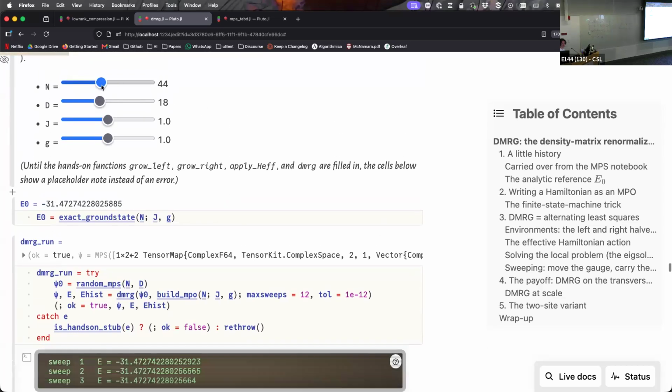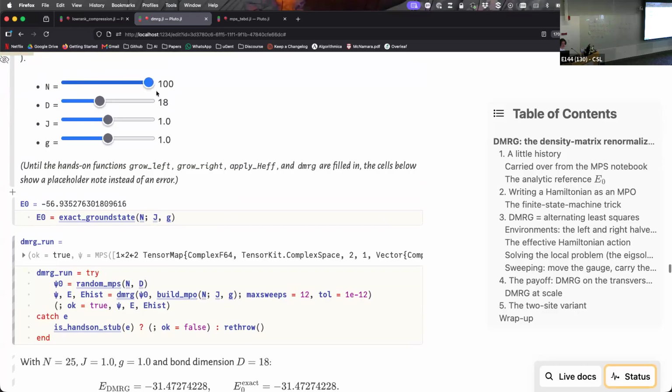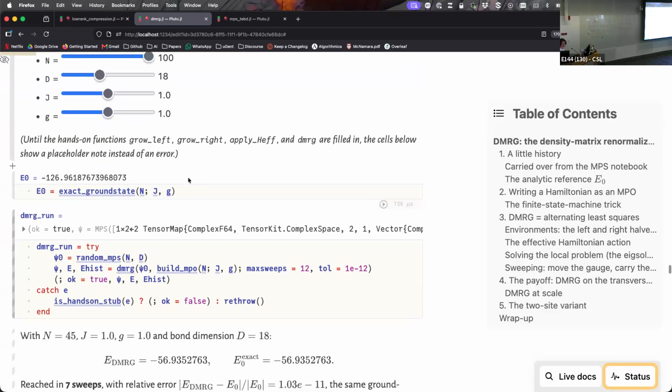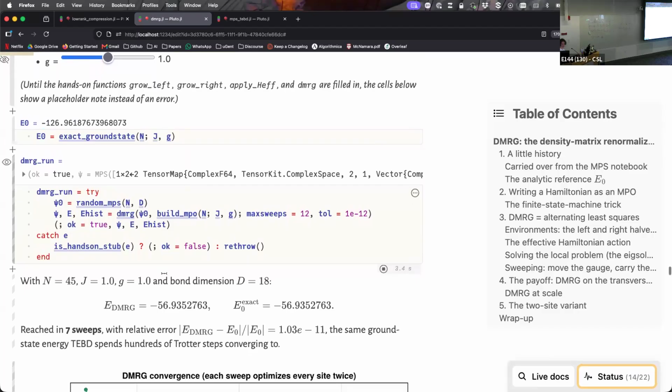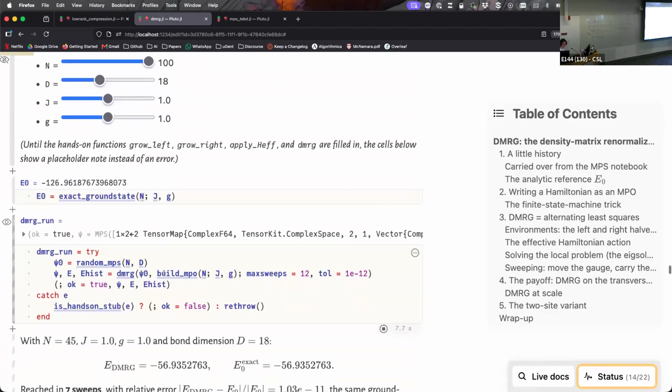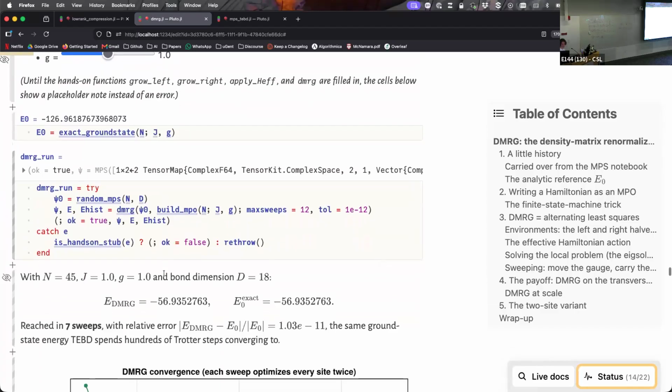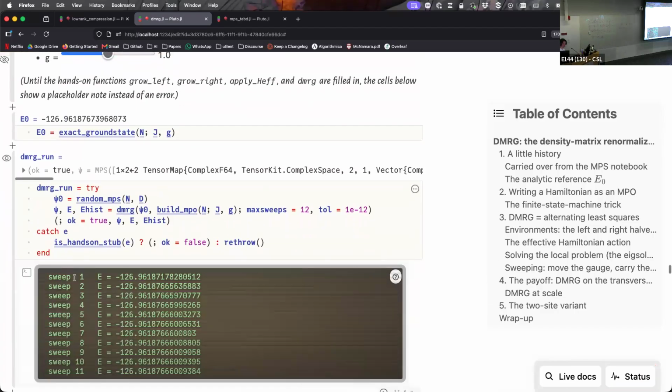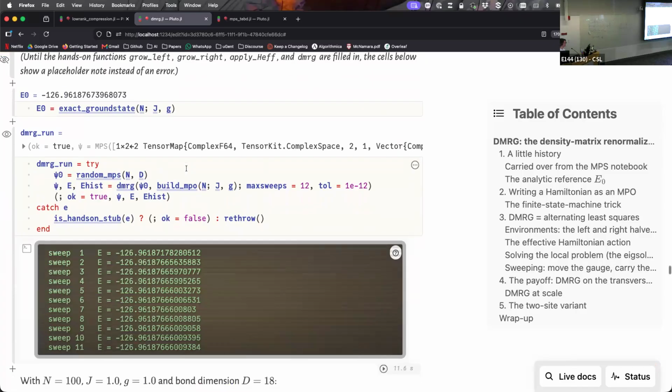Of course, I'm only looking at 10 sites, so let's increase this a little bit. Let's bump it all the way up to 100. In the meantime, it computed 35 sites. And so after order of magnitude 10 seconds, I can do 11 sweeps, where you can see that even after the first sweep, the energy has basically already converged.